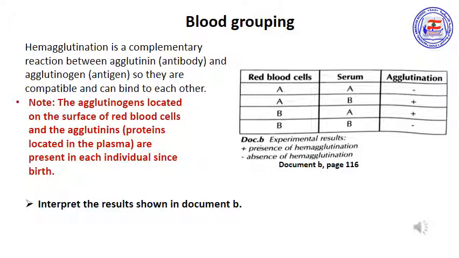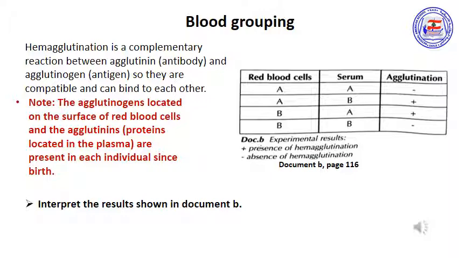So, what is agglutination? What do we mean when we say some people's plasma can agglutinate the blood of others? Agglutination, or hemagglutination, is a complementary reaction between agglutinin and agglutinogen. The agglutinogens are located on the surface of red blood cells, and the agglutinins are proteins located in the plasma. Both are present in each individual since birth. You have the experiment presented in the table of document B, so please make sure you have your books open on page 116 and look at document B.